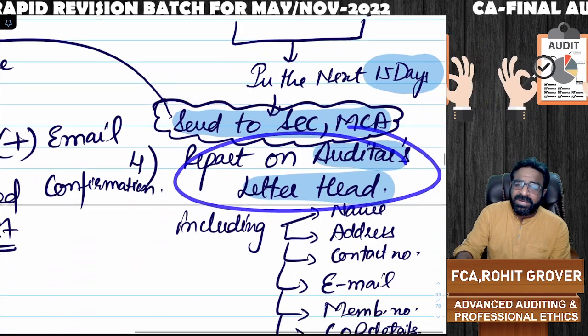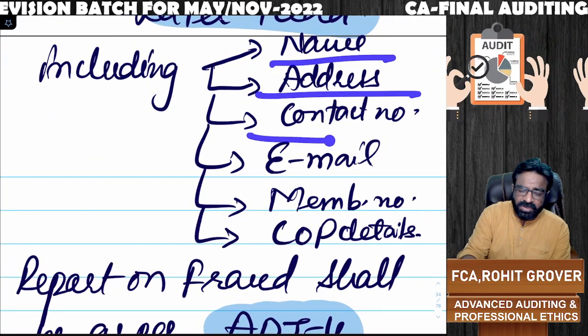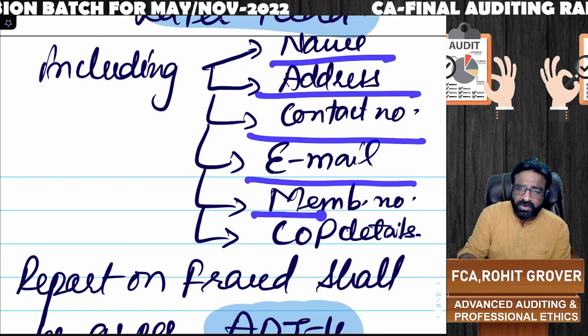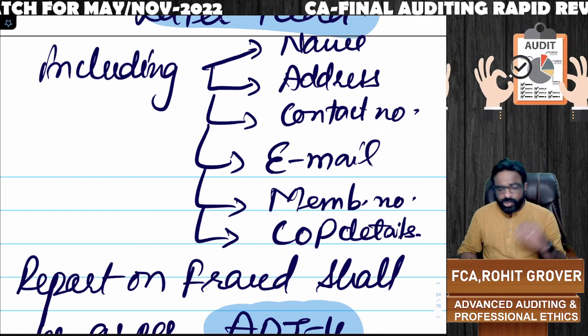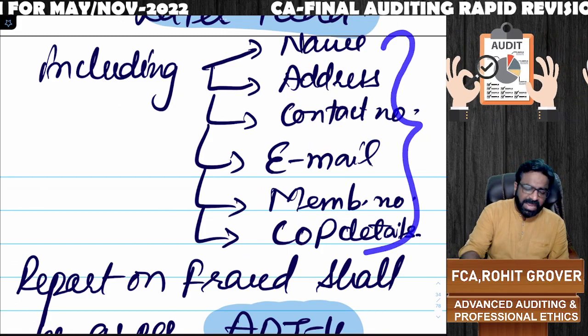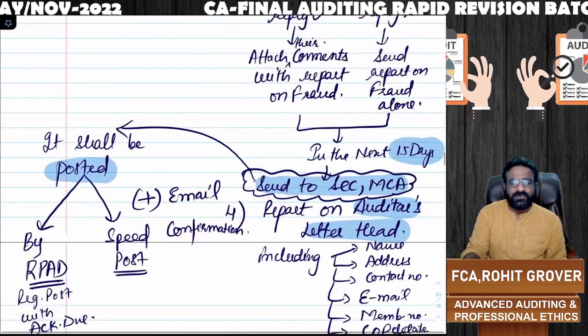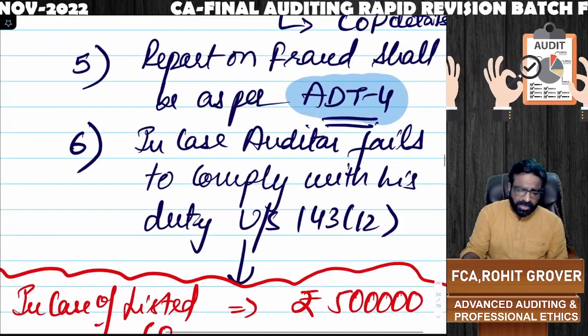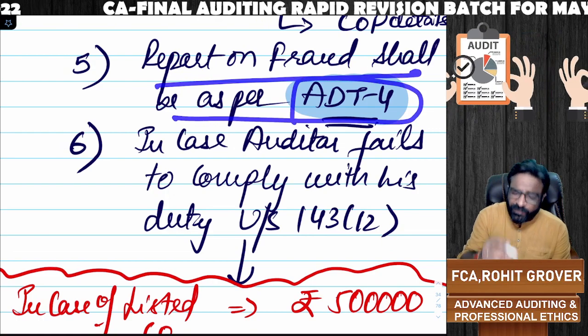Sir, what should the auditor's letterhead contain? It should contain the name of the auditor, address of the auditor, contact number of the auditor, email of the auditor, membership number of the auditor, COP details of the auditor. On your letterhead, these 6 things are a must. And we are sending it to whom? Secretary MCA. Sir, in which format are we reporting? The report on fraud which you are preparing must be reported as per the ADT-4 format.